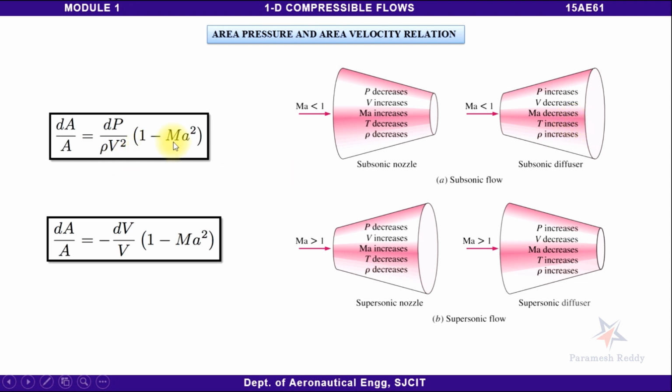If the flow is supersonic, that means Mach greater than 1. So this component, 1 minus Mach square, will be a negative component, and finally I can write dA by A as the negative of dP by rho V square, and here dA by A is a positive multiple of dV by V. Thus, when the flow is supersonic, please observe, as the area increases, pressure decreases. It's a reverse. And as the area decreases, pressure increases. And we have the same kind of relation for velocity: as the area increases, velocity also increases, and as the area decreases, velocity also decreases in case of supersonic flow.